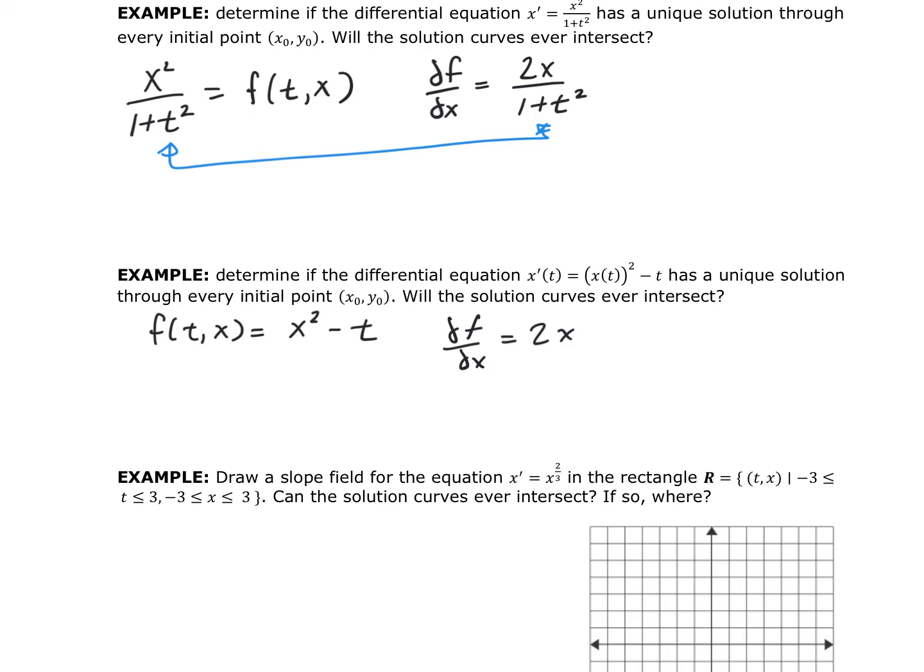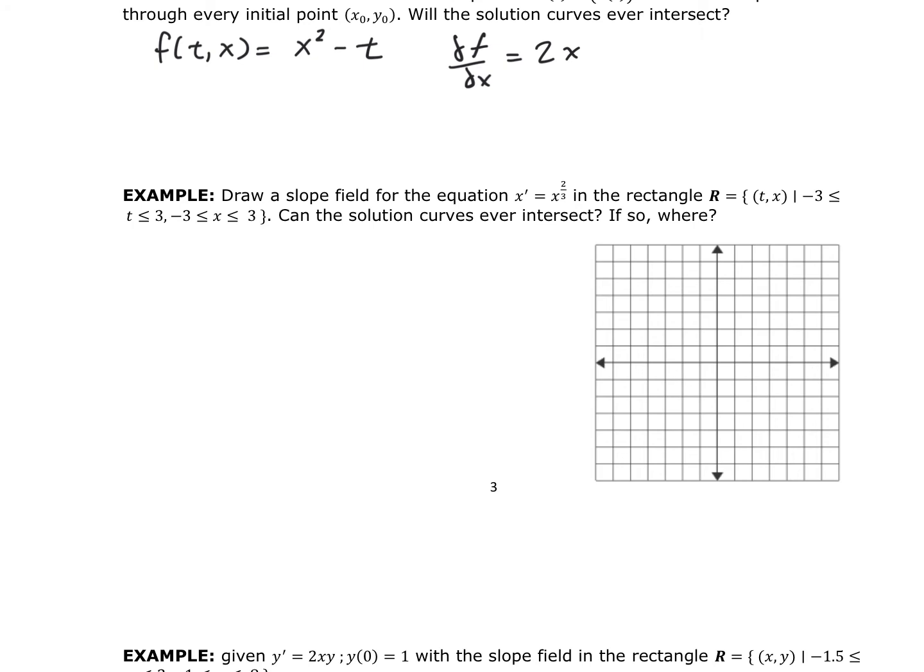Let's take a look at my third example. Draw a slope field for the equation y prime is equal to x raised to the 2/3 in the rectangular region between -3 and 3 for the t and -3 and 3 for the x. Will the curves ever intersect, and if so, where? So we have this first part, the f of t, x is x raised to the 2/3, and that's just the cube root of x, the quantity squared. Totally cool. That's defined everywhere.